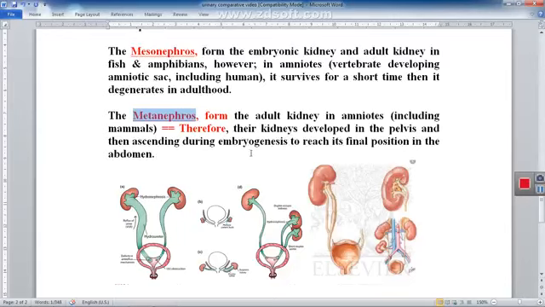Therefore, in amniotes, mammals and other amniotes, the kidney develops in the lower lumbar and sacral region inside the pelvis. And then, during development, the kidney that develops in the pelvis ascends higher and higher to reach its final position in the abdomen.